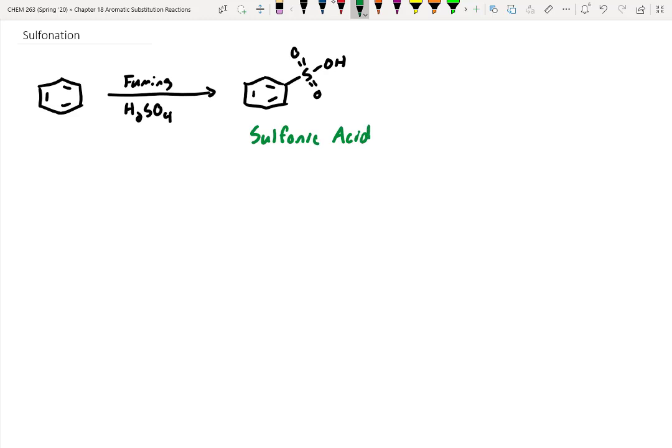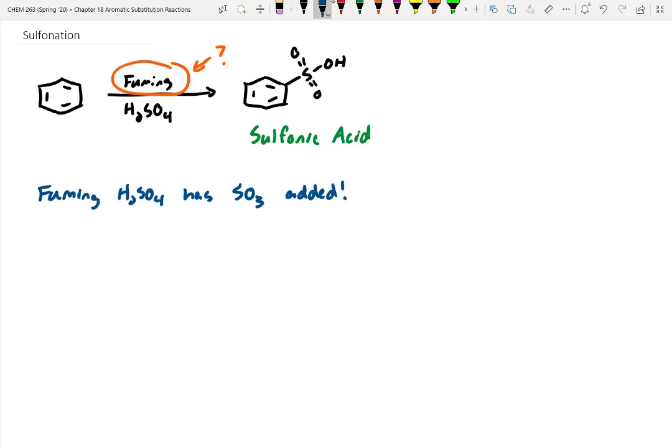All right, so then the question is, well, what does fuming mean? A lot of students think that this just means hot sulfuric acid. That's actually not the case. So let's take a look. So fuming H2SO4, sulfuric acid, has sulfur trioxide added.